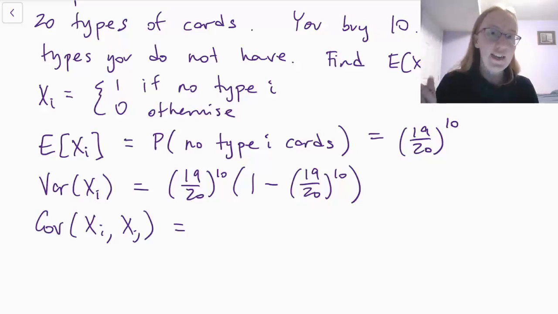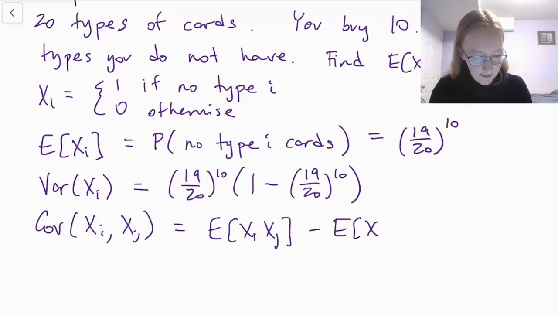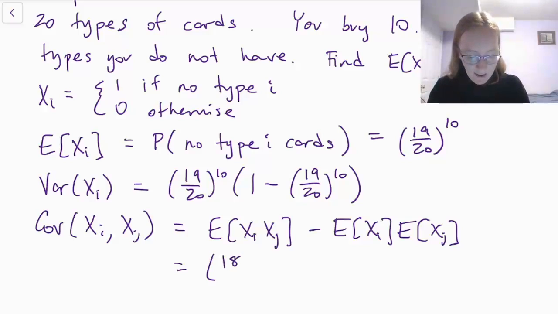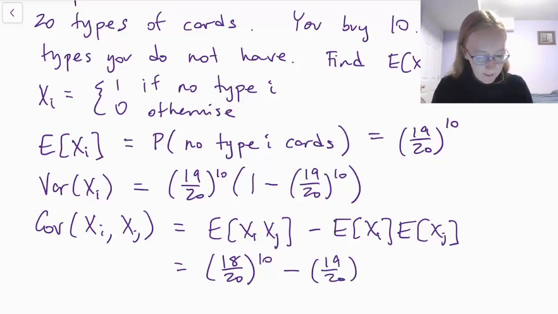of both i and j equaling 1 at the same time, because that's how you find the expected value of xi xj. And then again, minus E of xi times E of xj. Well, to have both of them not be gotten in 10 draws, that's going to be now 18 over 20 to the 10, because you can't have any i's and you can't have any j's. So there's only 18 choices for each card, and then we have to do that 10 times. And then minus, well, we already know what the expected value is. It's 19 out of 20 to the 10, and then 19 out of 20 to the 10.